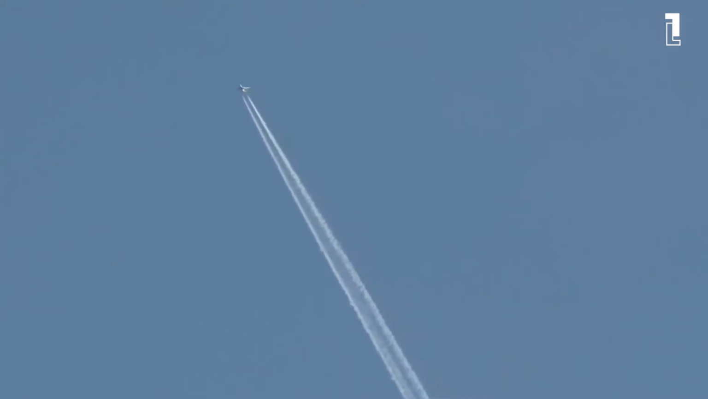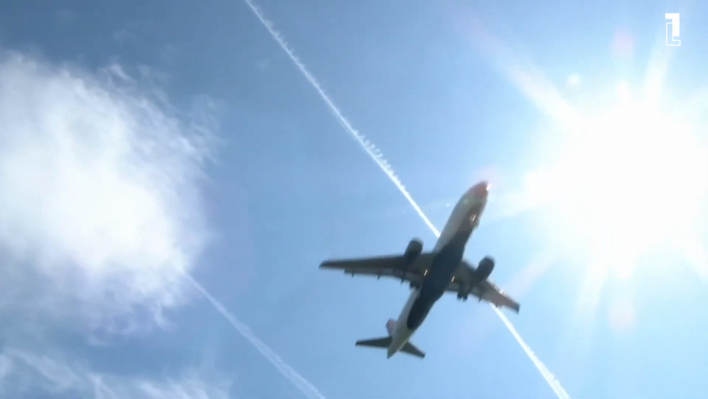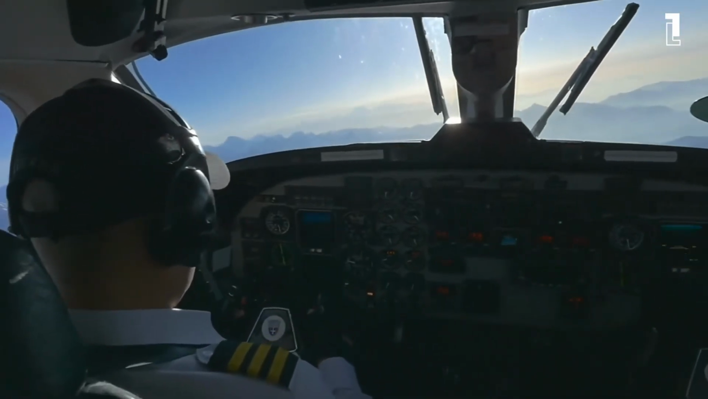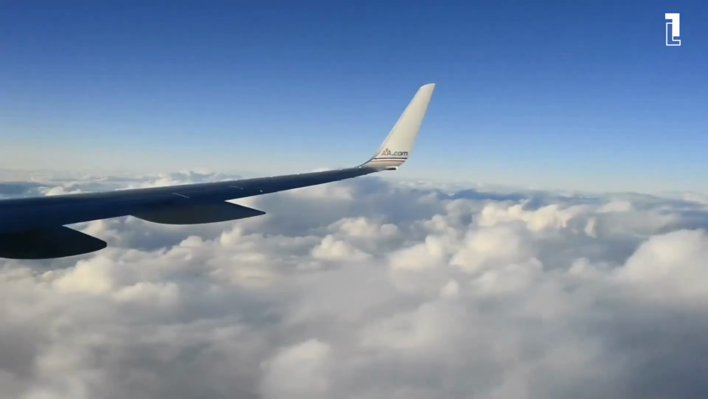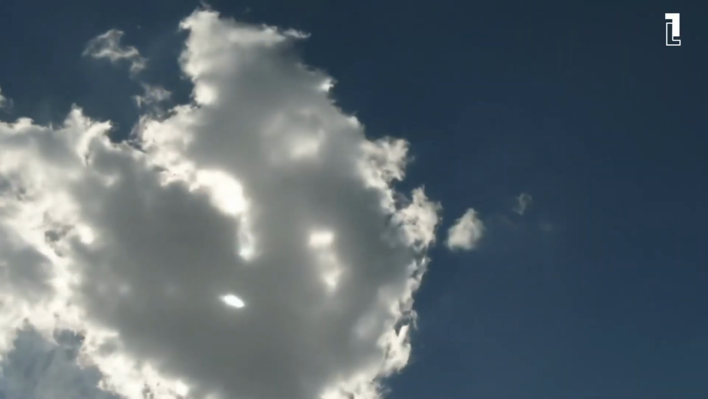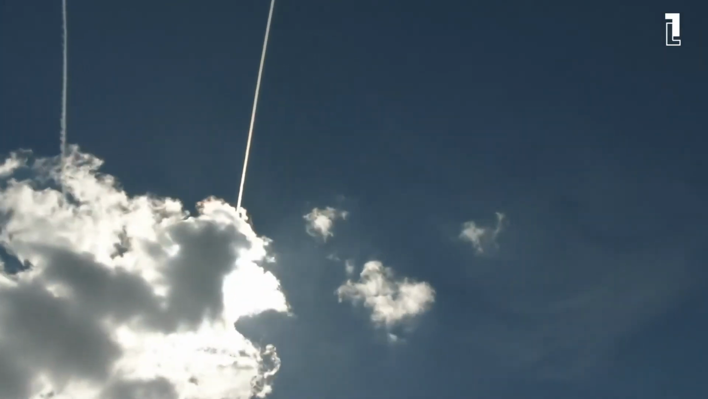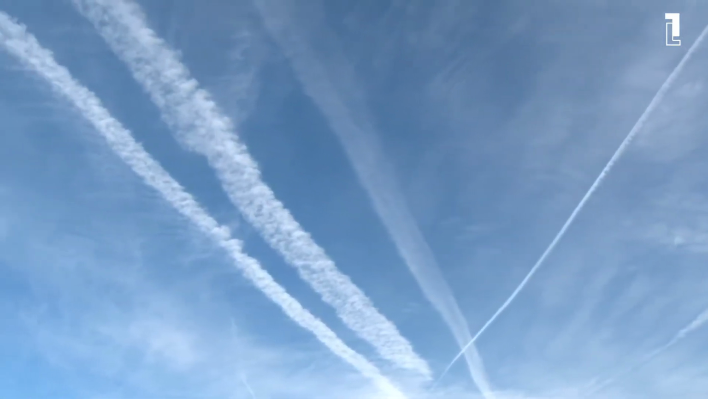Depending on a plane's altitude and the temperature and humidity of the atmosphere, contrails may vary in their thickness, extent, and duration. The nature and persistence of jet contrails can be used to predict the weather. A thin, short-lived contrail indicates low humidity air at high altitude, a sign of fair weather, whereas a thick, long-lasting contrail reflects humid air at high altitudes and can be an early indicator of a storm.